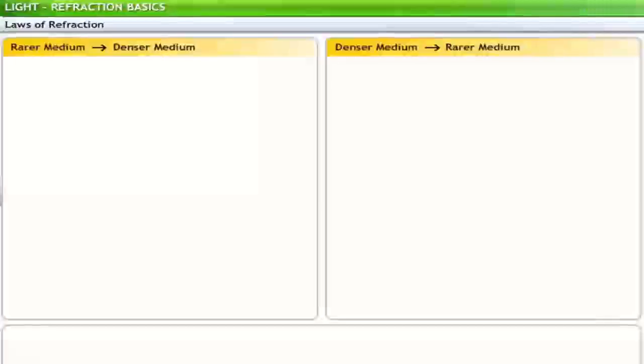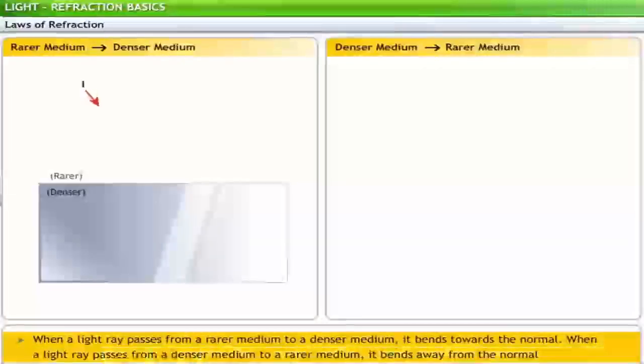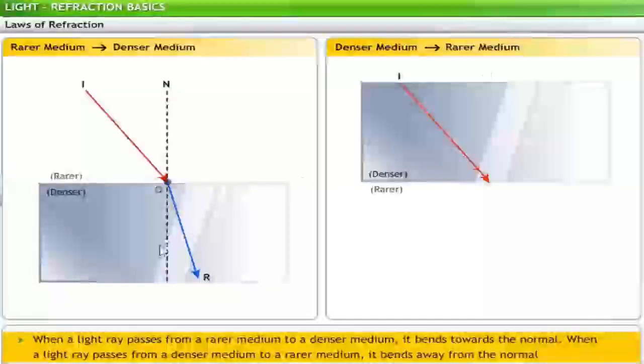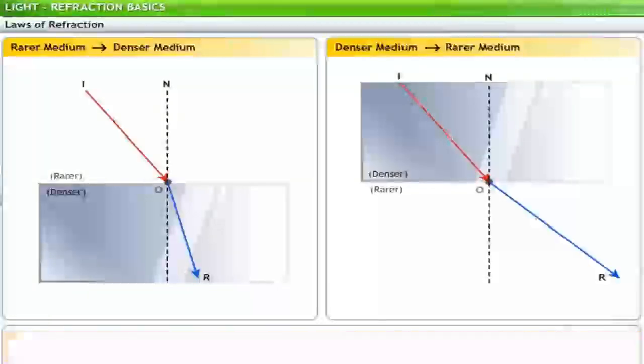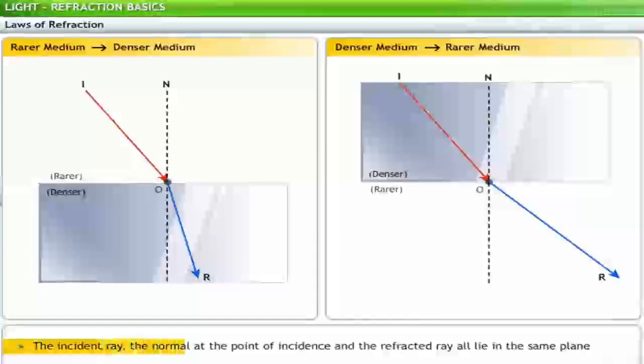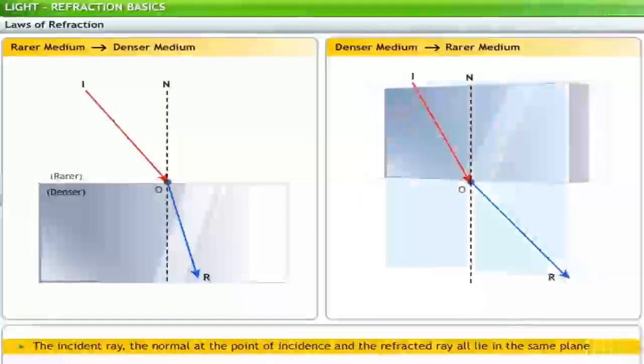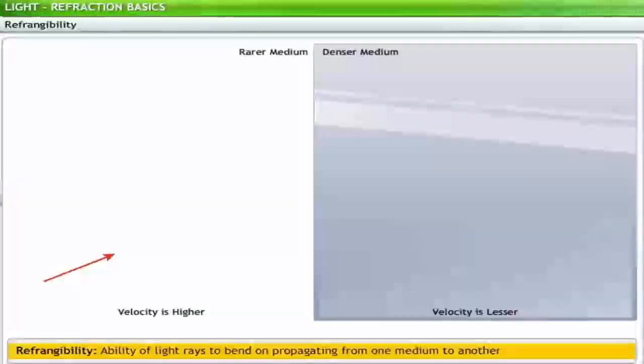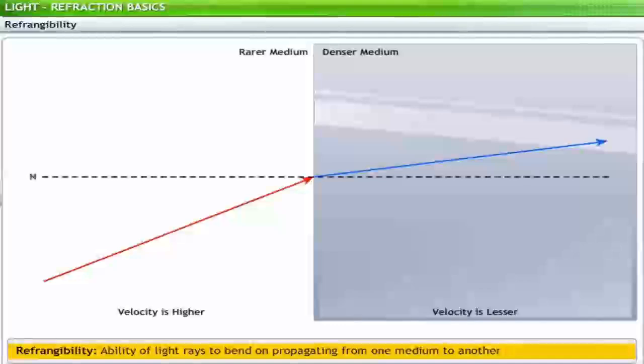The first law of refraction states that when a light ray passes from a rarer medium to a denser medium, it bends towards the normal. When it passes from a denser medium to a rarer medium, it bends away from the normal. As per the second law, the incident ray, the normal at the point of incidence, and the refracted ray all lie in the same plane. The ability of light to bend when passing from one medium to another is called refrangibility.